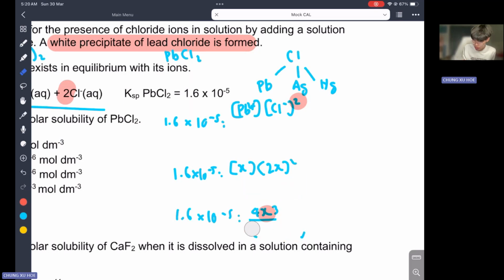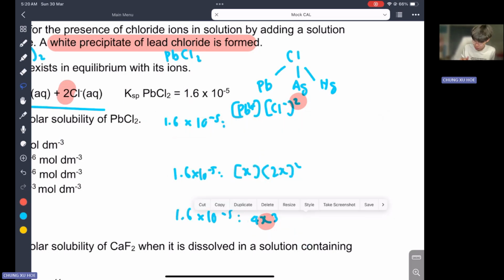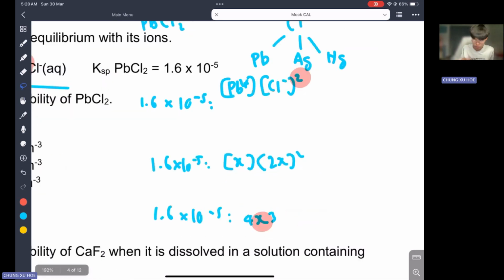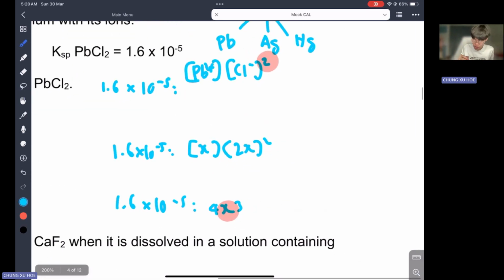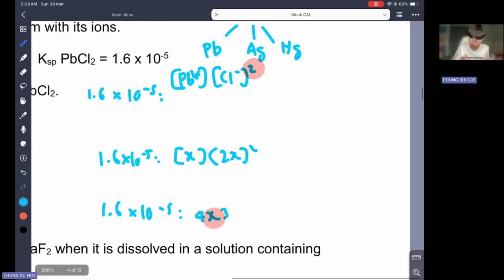For stronger students, they already know what happens, so there's no point in writing all this. Okay? So now, since it's solid, you don't include it in the equation, so this is what is left. So can you solve the equation? You can find the x. Yes, then that will be your answer.